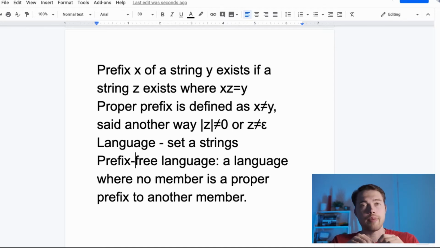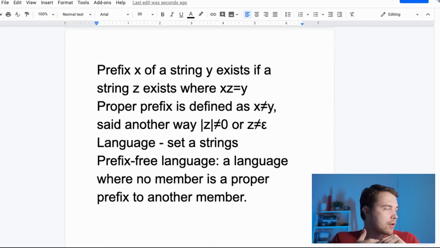If it's possible to find two strings where one string is a proper prefix of another string, then that language would not be prefix-free. So yes, if it's impossible, then it is prefix-free. If it's possible, then it's not prefix-free.